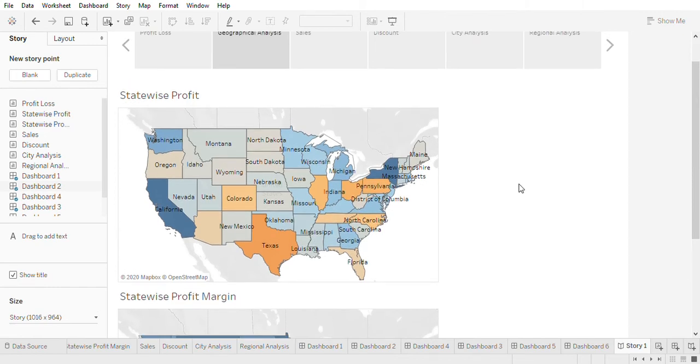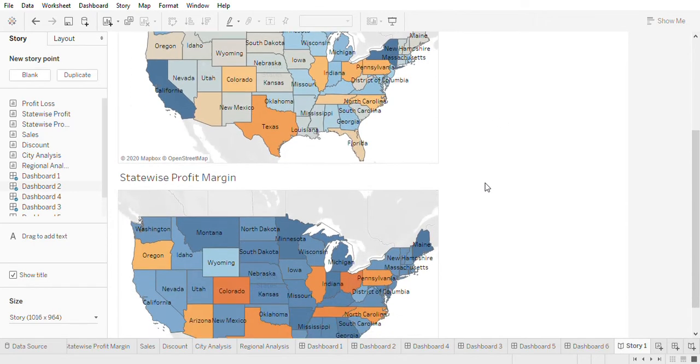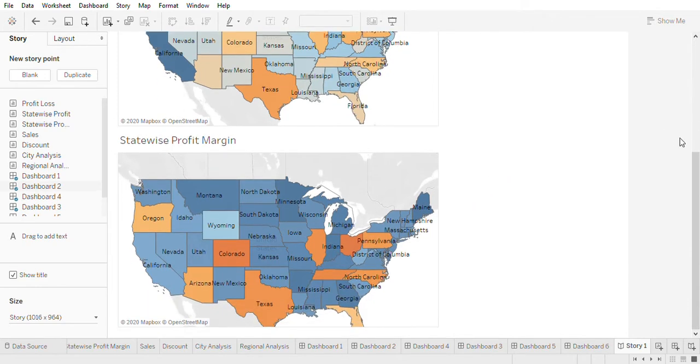But the main performance metric for finding which state is performing good or bad cannot be the sum of profit, because it will depend on the number of stores in the state, or the population of the state, or the income per capita of the state. So here we have created a new column which is profit margin. The profit margin is the sum of profits divided by the sum of sales, which would tell us more detail about which state is performing better and which state is not.